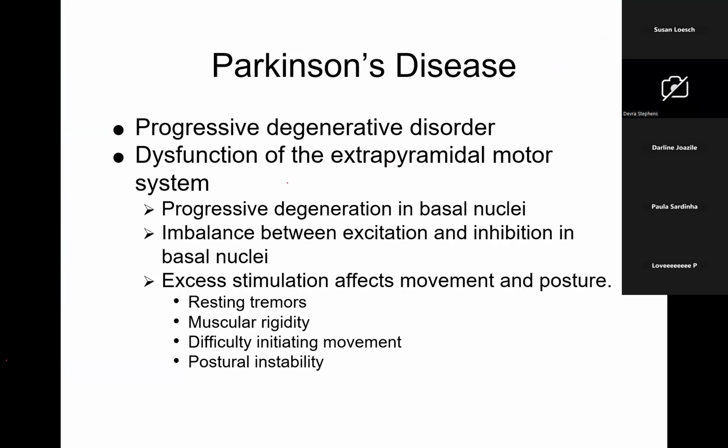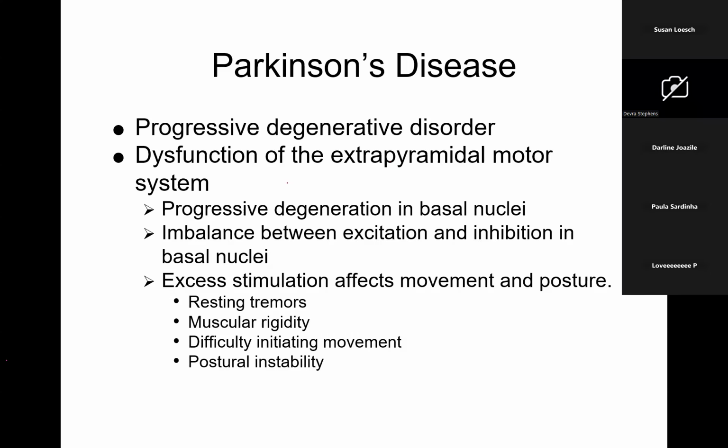Parkinson's disease. This is a progressive degenerative disorder. It causes dysfunction of the extrapyramidal system. So again, that has to do with movement. Okay, so we're going to see dysfunction of the extrapyramidal motor system, progressive degenerative changes in the basal nuclei, especially the substantia nigra, a decrease in the number of neurons in the substantia nigra that secrete dopamine, an inhibitory neurotransmitter that causes an imbalance between excitation and inhibition in the basal nuclei. So that's going to have to do with movement because it should be balanced there when these signals are excited or inhibited to produce certain things in the body.